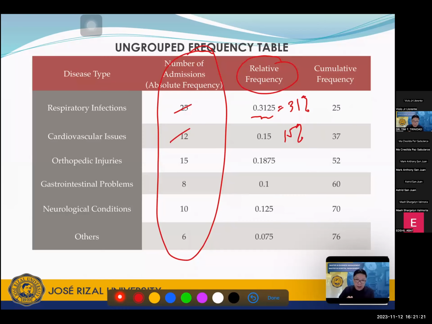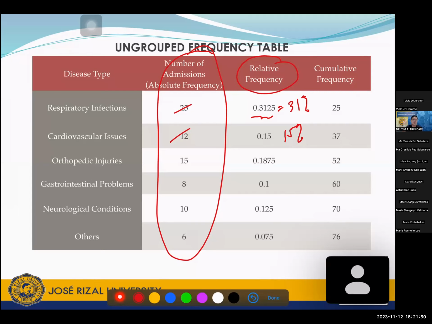Are we clear on that? Are you still with me? Yes, Doc. Okay, we still have 30 minutes to go. So again, we were able to describe your data in terms of measure of central tendency. You know how to do that? Yes. We were able to describe your data in terms of the dispersion. You know how to do that?